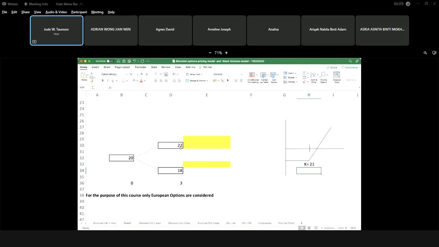Anyone? The strike price is 21. 3 months later, the stock price is 22. Profit or loss? How much profit? Profit 1. Okay, very straightforward. Thank you, yeah, for the response. So I hope you get the idea. By now, you should get the idea.